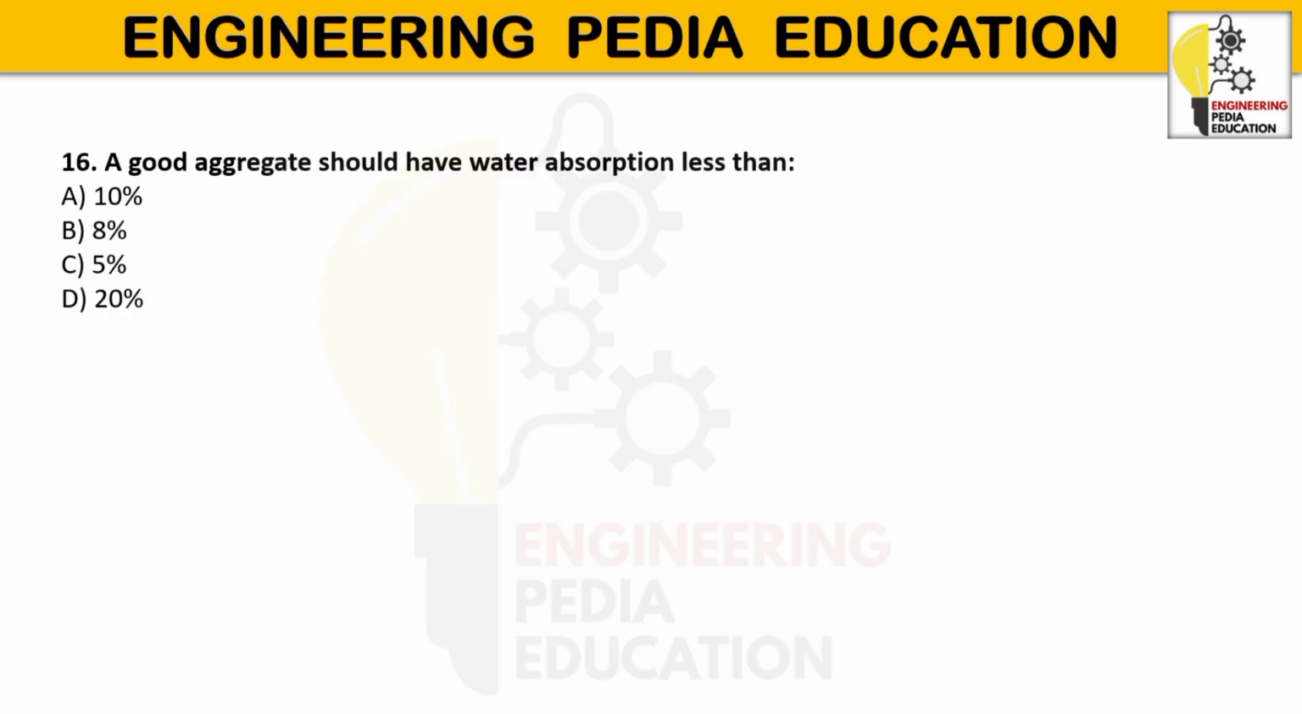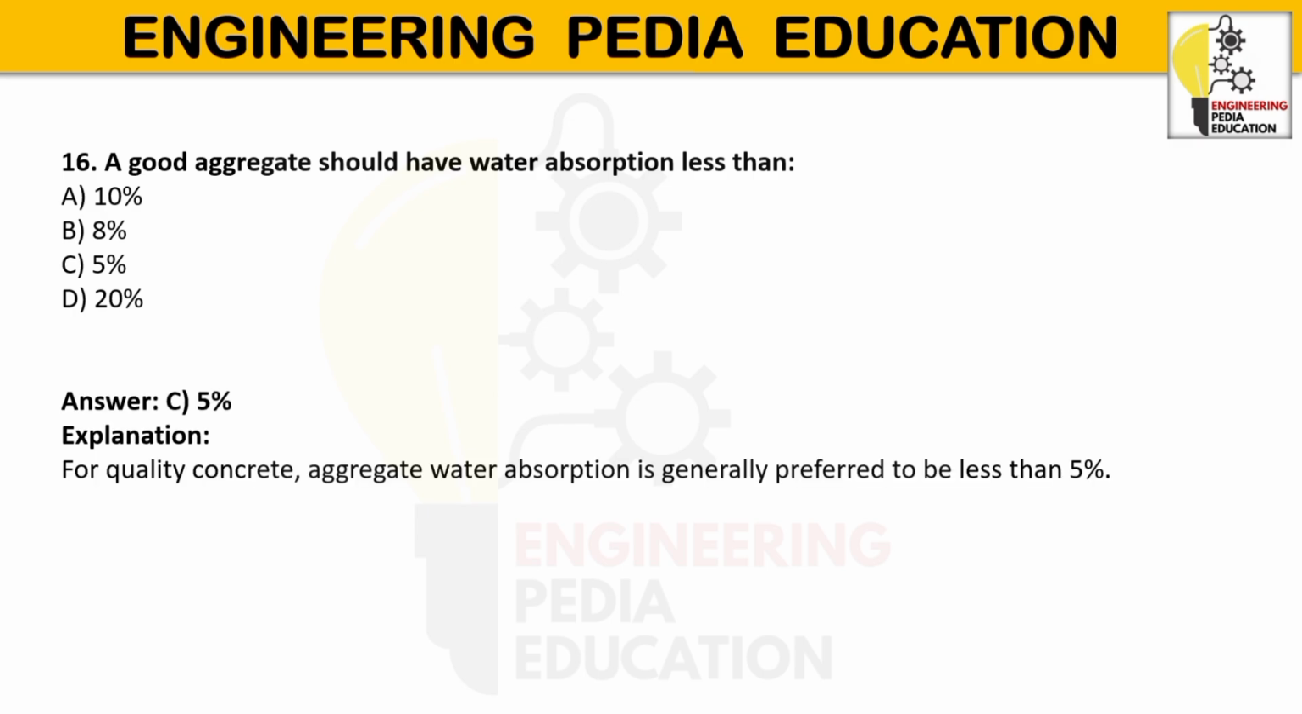A good aggregate should have water absorption less than 10%, 8%, 5%, 20%. So the correct option is 5%. For quality concrete aggregate, water absorption is generally preferred to be less than 5%. If the aggregate absorbs less water, it will give higher workability. If more water is absorbed, the workability decreases, which also affects the strength of the structure.